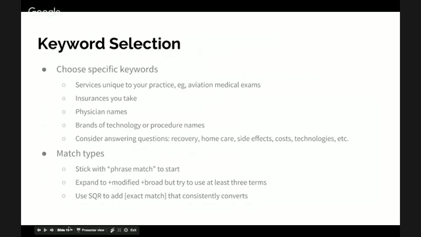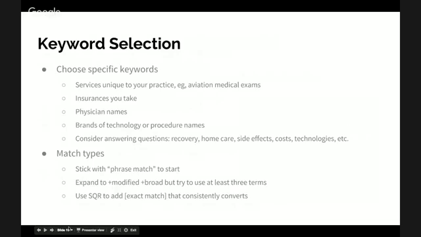From a match type standpoint, I always stick with phrase match to start, because click-through rate is an important part of the quality score. You want as good a click-through rate as possible out of the gate for a keyword. And phrase, because it has meaning built into it, is the best place to start. You can expand to modified broad, which means putting plus signs in front of the keywords, after you've gotten some good performance from the phrase match.